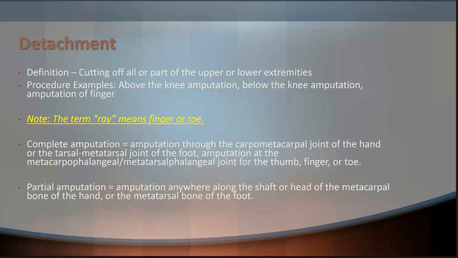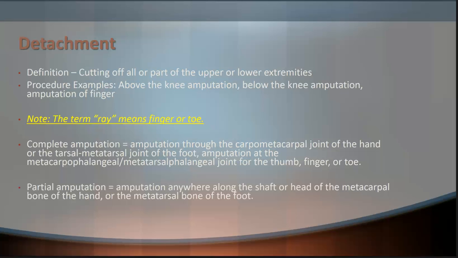The next component I wanted to speak about was detachment. This is an interesting definition. Sometimes students struggle with it. Detachment is defined as cutting off all or cutting off part of an upper extremity or cutting off all or part of a lower extremity. Procedure examples that would relate to the root operation of detachment include an above the knee amputation or below the knee amputation or amputation of a finger or also amputation of a toe.